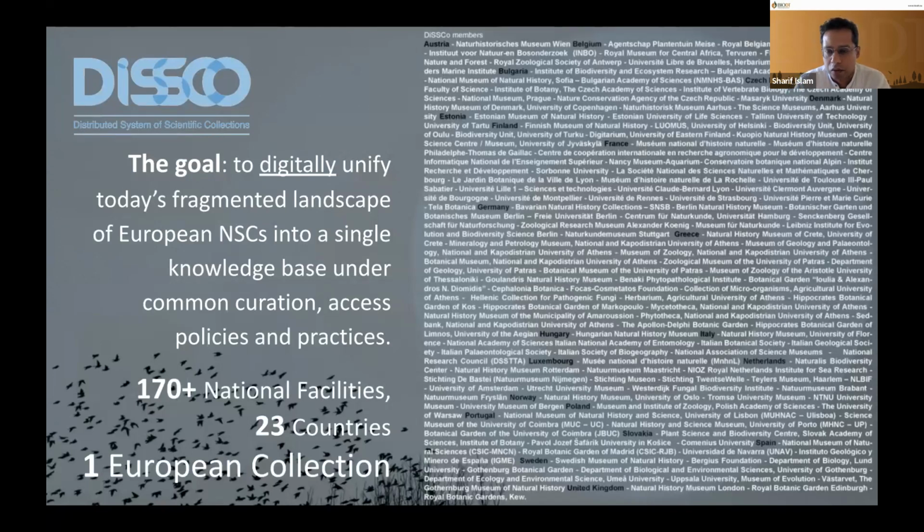So there's an enormous amount of objects there, and these objects are not just for display or education. They're amazing scientific resources, not just for biological science but for all sorts of different disciplines. The idea is to digitally bring this fragmented landscape together under one curation process, policy, and practices. We're working with 170 plus national facilities, and more organizations are interested to join our consortium across 23 different countries, to create this one big virtual European collection.